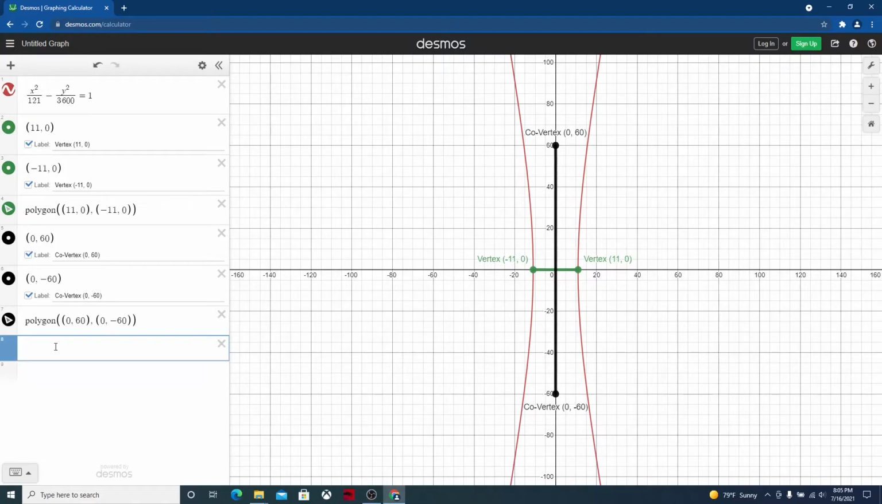Now the coordinates of the X box, we're going to start in the upper left-hand corner, and we're going to use the x-coordinate of the vertex and the y-coordinate of the co-vertex. So we're using the x-coordinate of the vertex that's on the left and the y-coordinate of the co-vertex that's up at the top. So the x-coordinate of the vertex on the left is -11, and the y-coordinate of the co-vertex that's up at the top is 60.